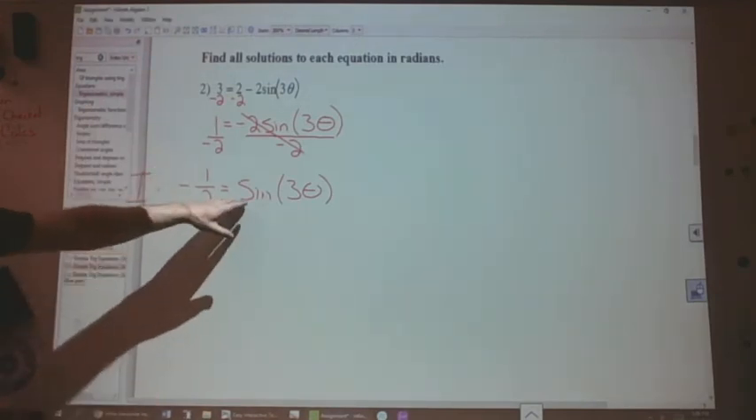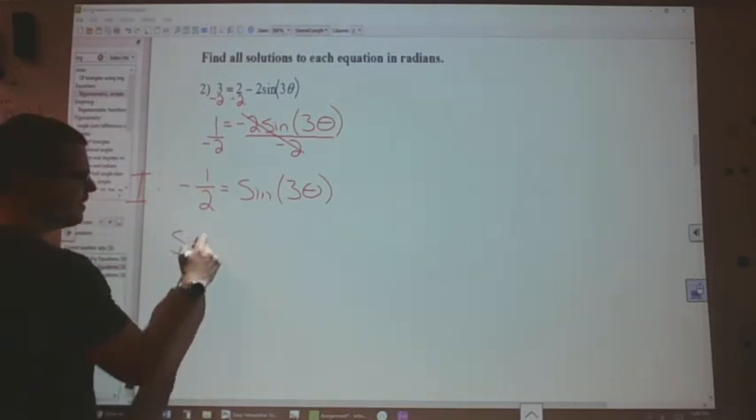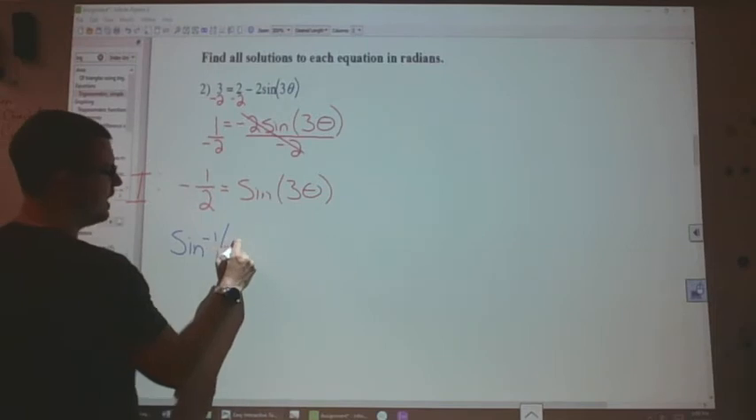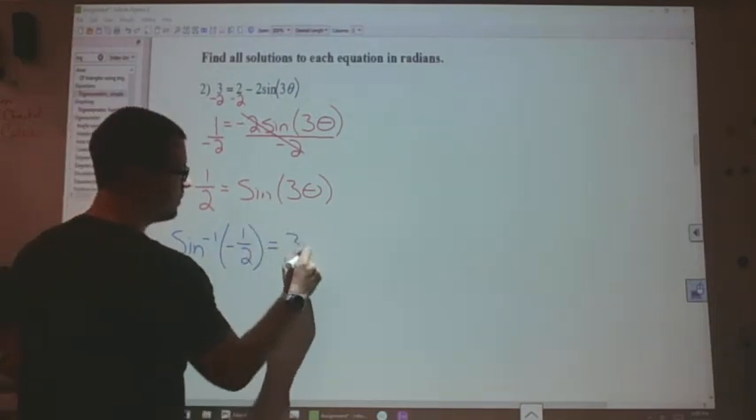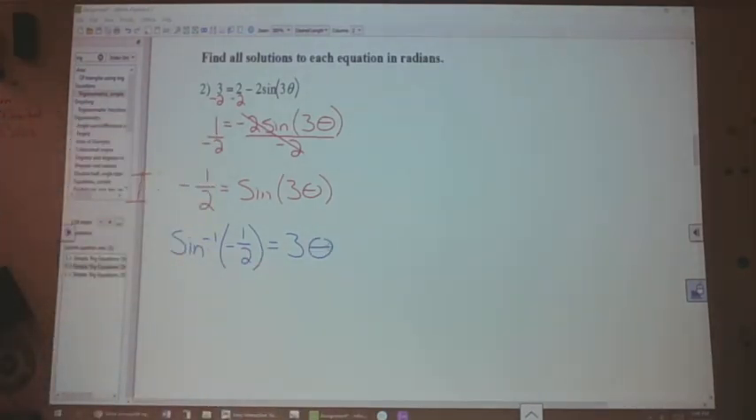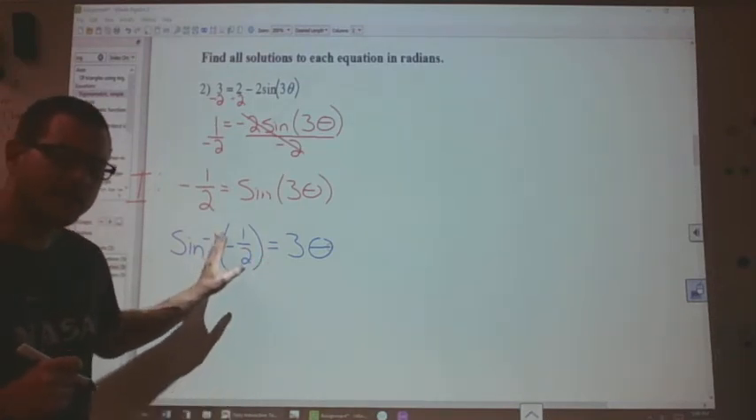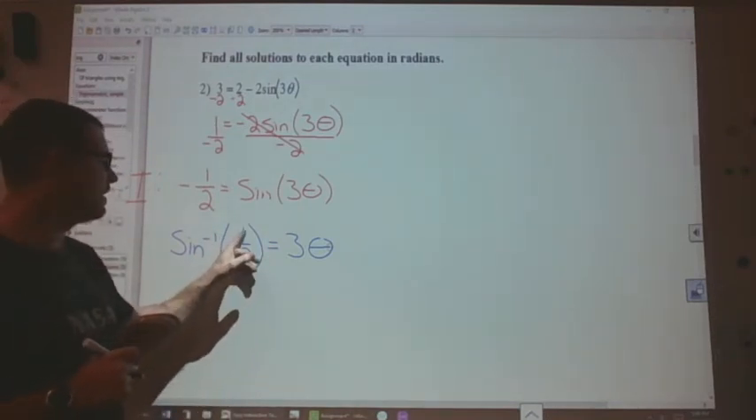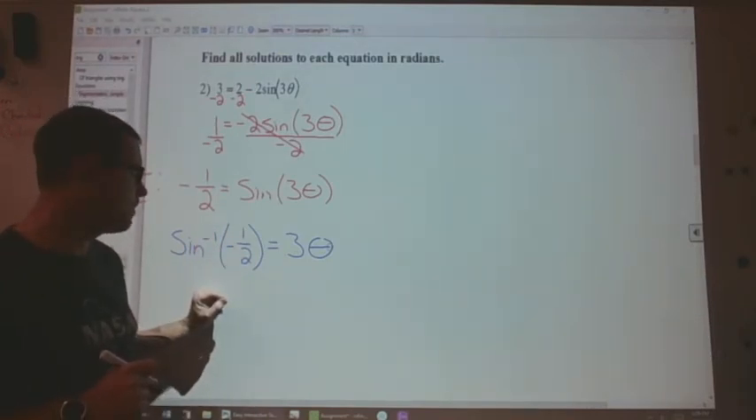To resolve it, I just take the inverse sine of both sides. So I get inverse sine of negative 1/2 is equal to 3 theta. And at this point, I might want to evaluate that inverse sine of negative 1/2. Try to figure out exactly what it is.